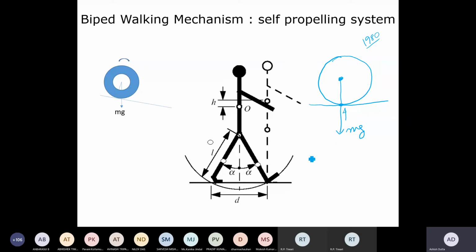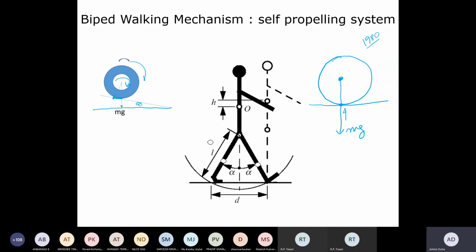But the moment I keep a wheel on an inclined surface, like the one shown here, the projection of the CG is coming down. This is my mg, but the contact point is somewhere behind here, in the figure on the left side top. So this force into that distance is creating a moment about this contact point. And because it is on an inclined surface, this moment is ensuring that the wheel rotates forward. That's how our wheel rotates.